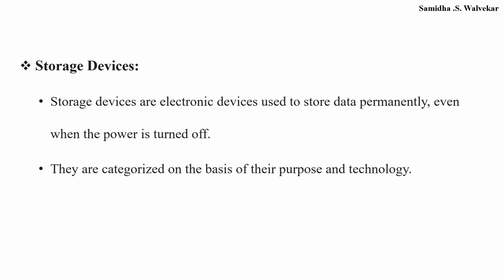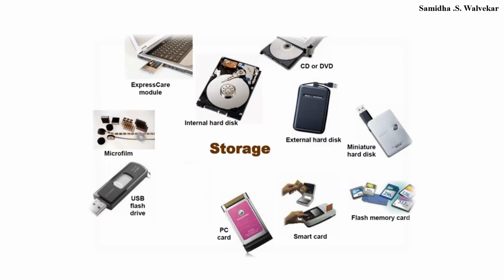So the next hardware component is storage devices. Basically, storage devices are used to store data. They are divided based on the purpose of their usage and different technology. They are mainly divided into two types, that is primary storage and secondary storage. These are the different types of storage devices shown here in the image. That is internal hard disk, CD or DVD, external hard disk, memory card, smart card, USB flash drive, and others.